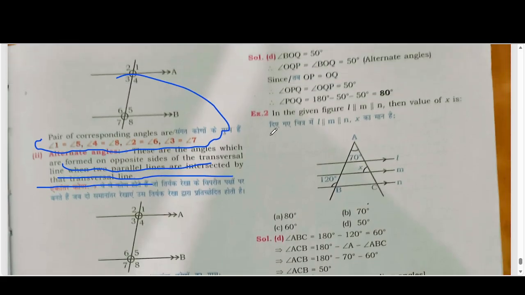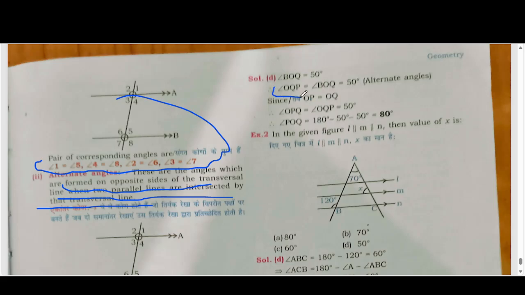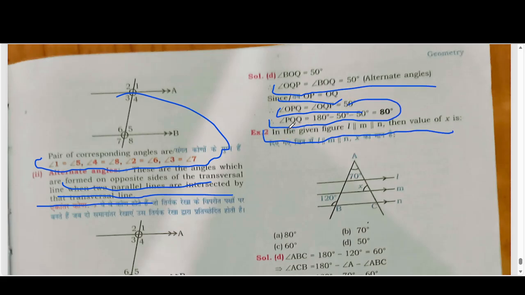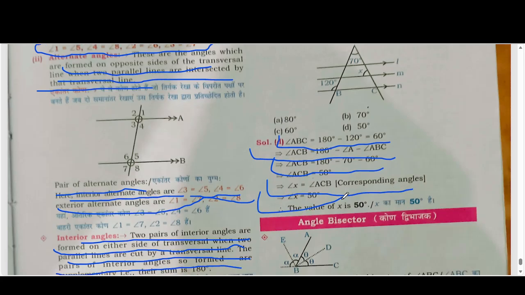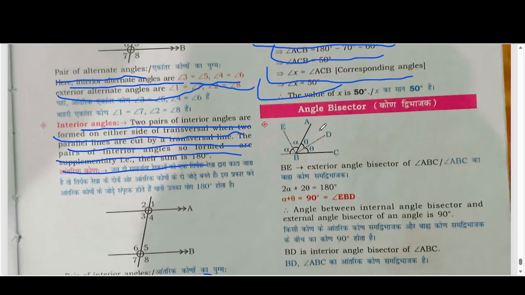It is very easy to find. Angle OB is equal to the alternate angle, since OP and OQ; angle OP and 50, angle PO 150 is equal to 80 degrees. In the figure, LM, and the value of X. In the figure ABC, 180 minus 120, 180 minus 70 is 60. Angle X is equal to the corresponding angle AC, which is equal to 50. The value of X is 50 degrees.